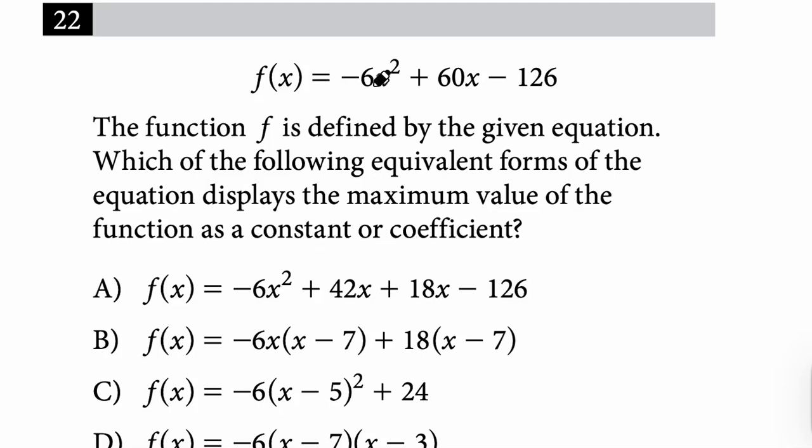Now, if I see this question, it's a quadratic equation, so it's going to form a parabola. And if this a is less than 0, it's going to give us a downward parabola, right? So this h and k is the vertex, and k is the maximum value, because if it is a downward parabola, then the vertex is going to give you the maximum value.